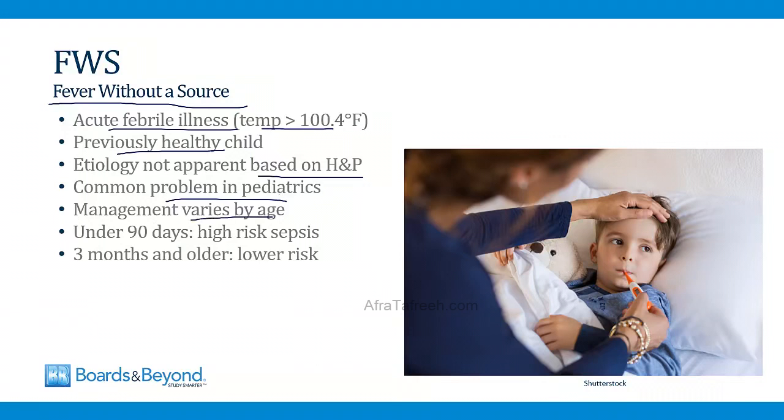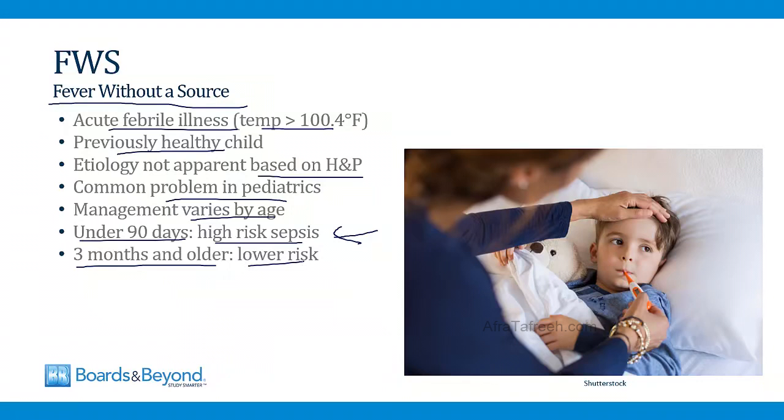Remember that newborn babies have an immature immune system, and therefore children under 90 days of life are at a high risk for having sepsis, and in these cases, oftentimes a full workup is done to look for a bacterial cause of fever. In children 3 months of age or older, there's a lower risk of an overwhelming bacterial infection, and in some cases in those children, a full workup for sepsis and a bacterial infection is not done.